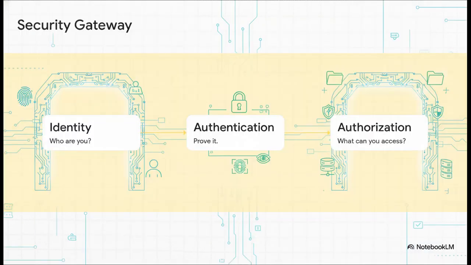To really cement this in your mind, think of this whole process as a three-step gateway. Step 1 is identity. Who are you? Step 2 is authentication. Prove it. And step 3 is authorization. What can you actually access? Keep this little memory trick in mind, okay? Every single time someone interacts with Microsoft Entra, they are literally walking through these three gates. It is the core framework for everything we're about to talk about.